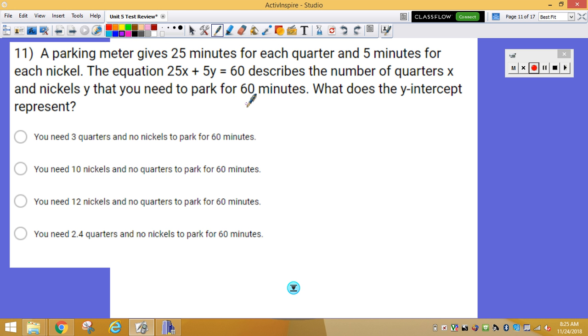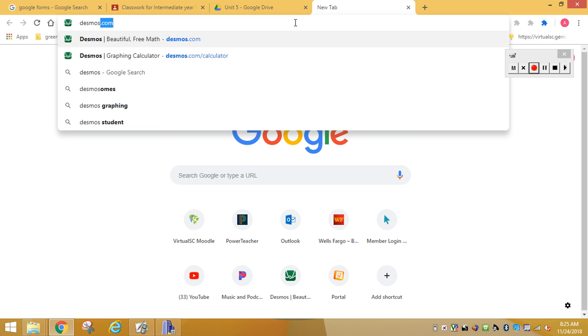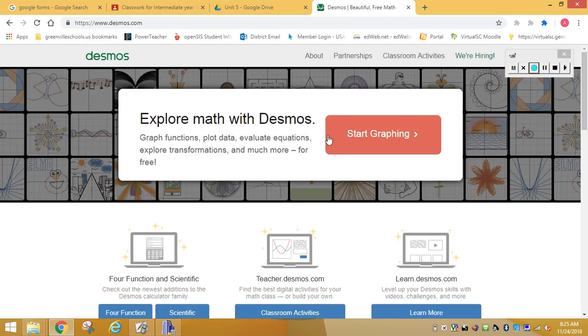All right, here says, what does the y-intercept represent? Well, remember, to find the y-intercept, you plug in 0 for x. Actually, we're not going to do that. We're going to use Desmos, and I would use Desmos on your test. So let me pull up Desmos.